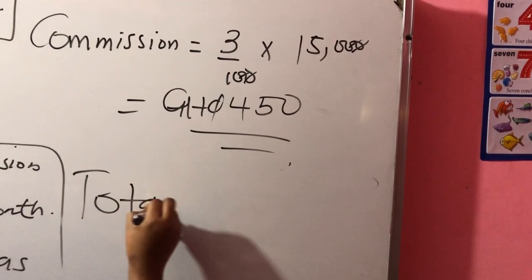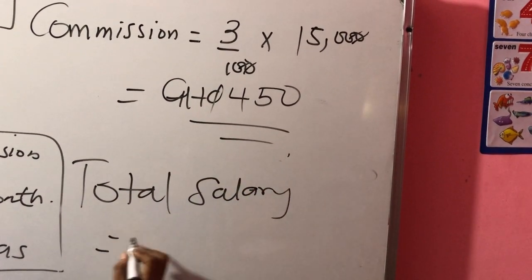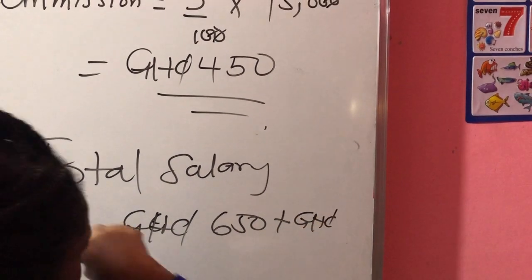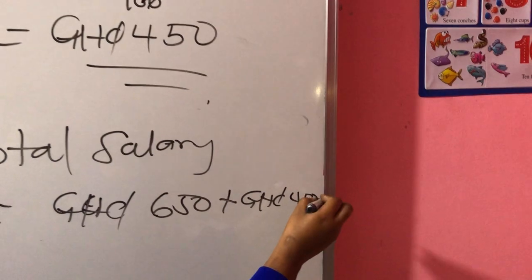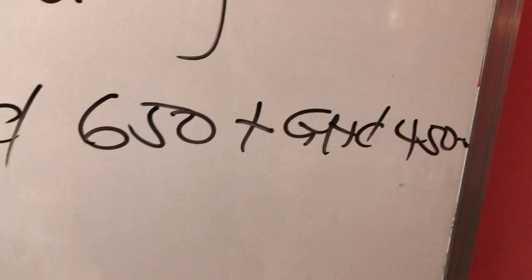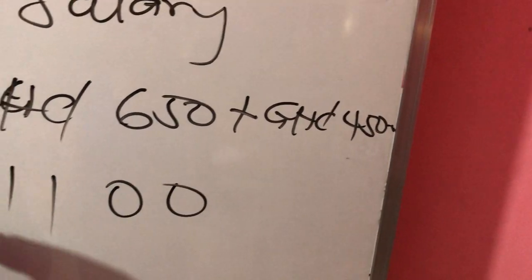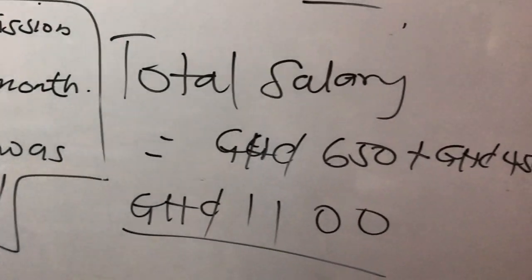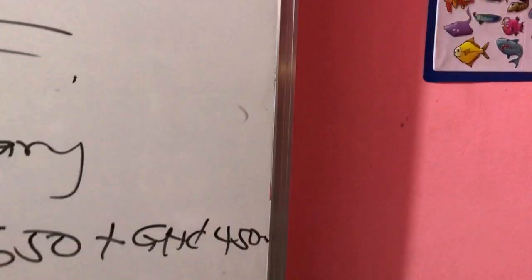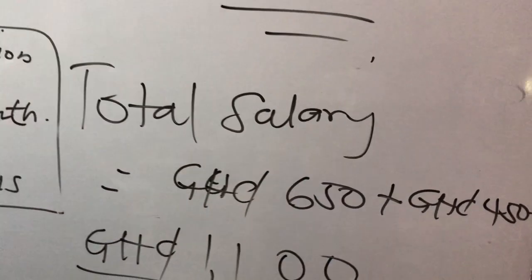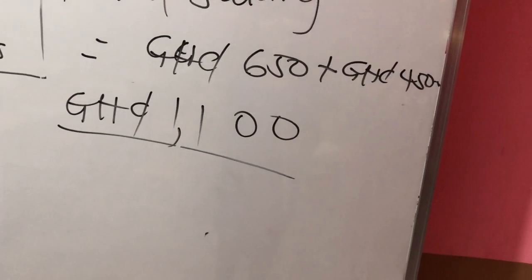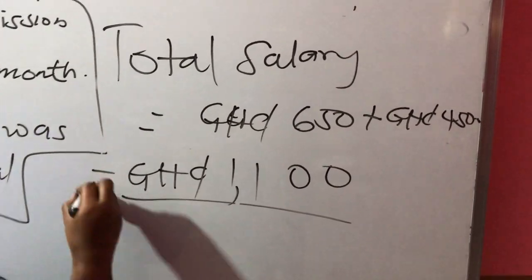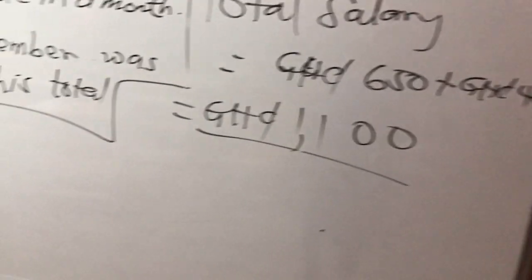And that is going to give us a total of what? So you write: total salary is 650 Ghana cedis plus 450 Ghana cedis. So what are we having here? We are having 1,100. So fortunately for her, that is the salary she is taking home, 1,100 Ghana cedis. Okay, so let's take the final question for the day.